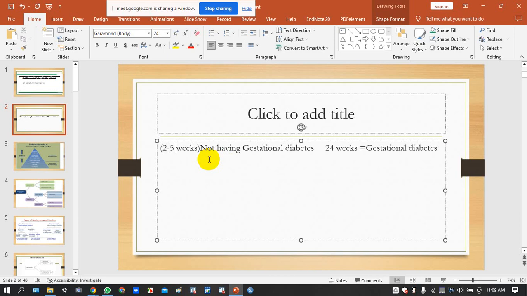Gestational diabetes is a condition that you acquire when you are pregnant, that is, if you have a predisposition factor or a genetic factor for it. So anytime you are pregnant, your blood sugar level goes up. That is what we call gestational diabetes.